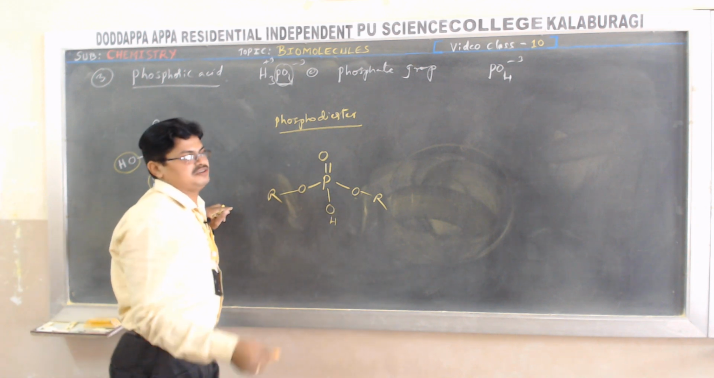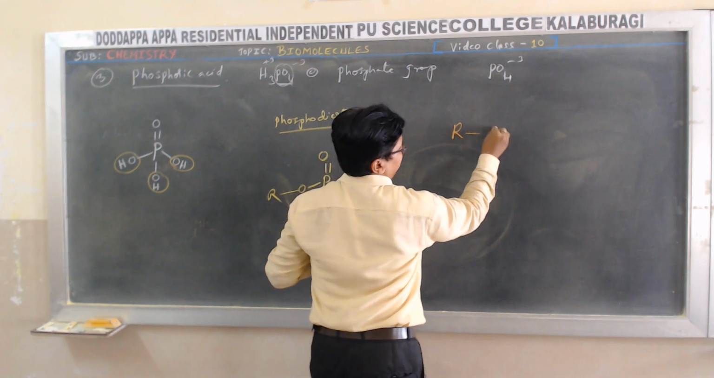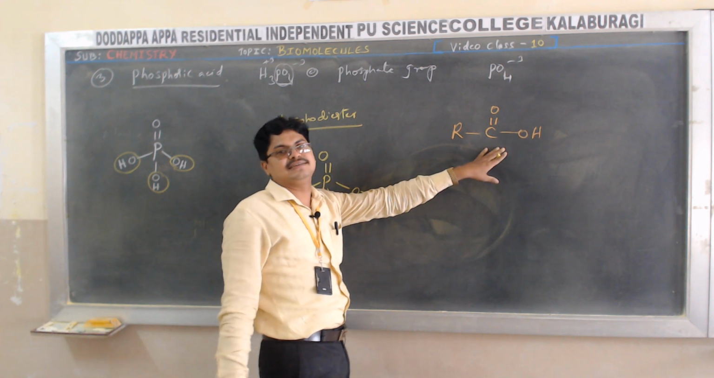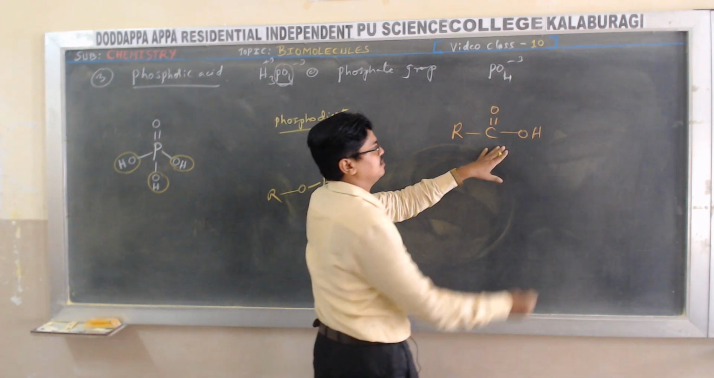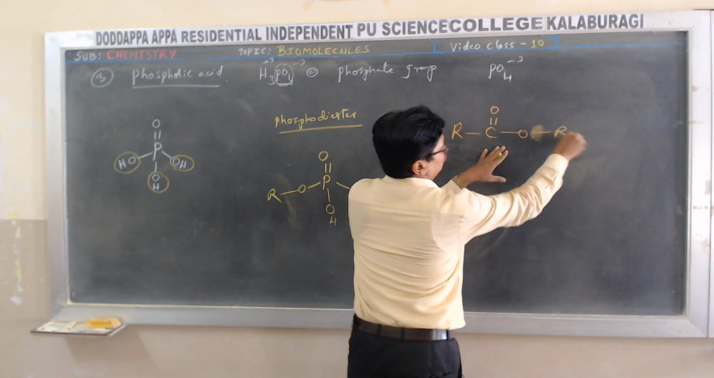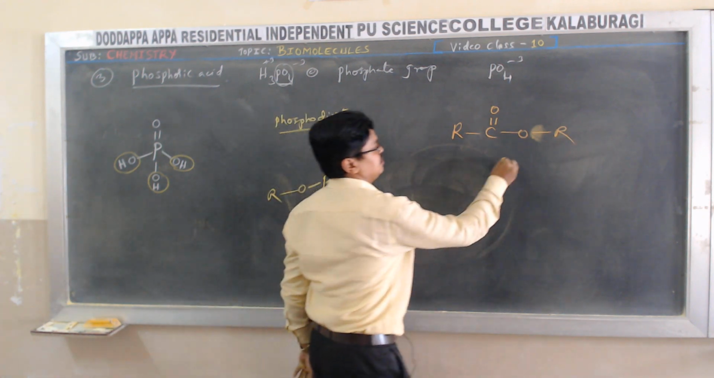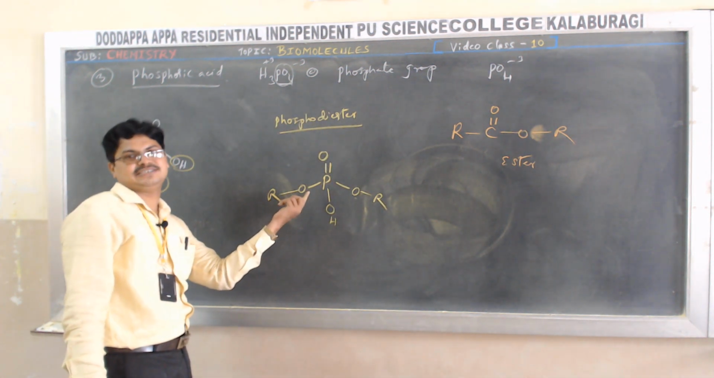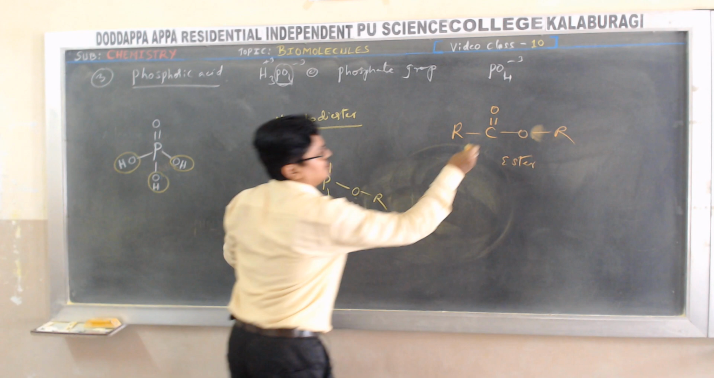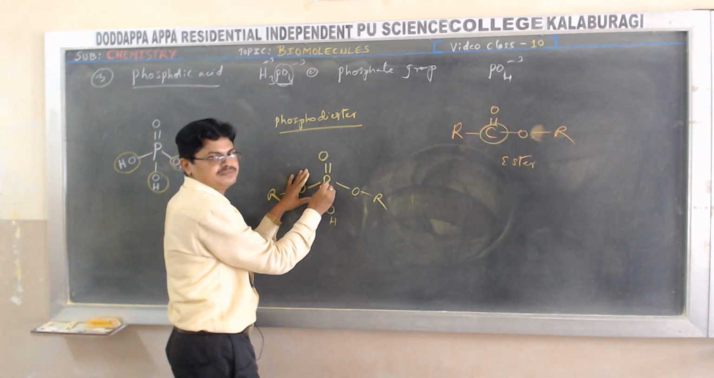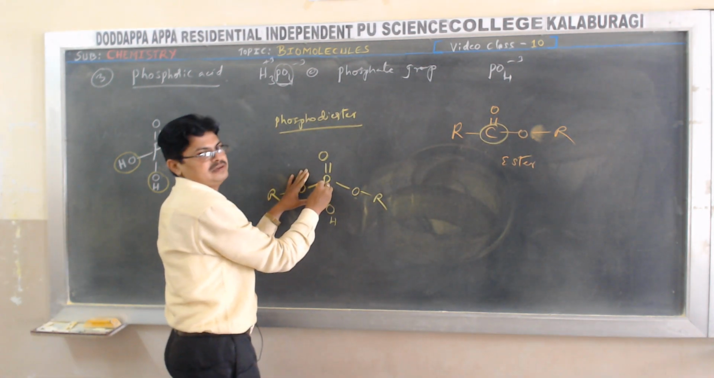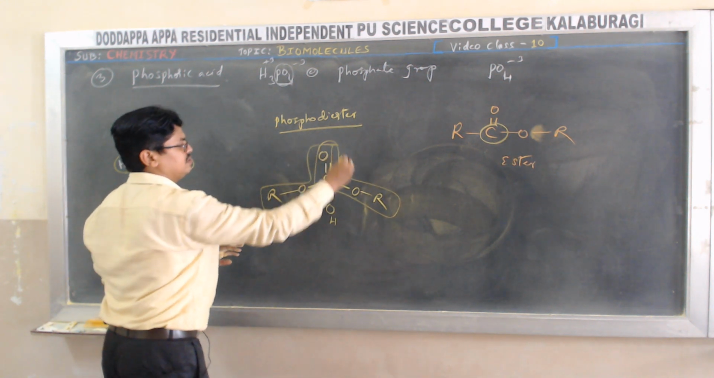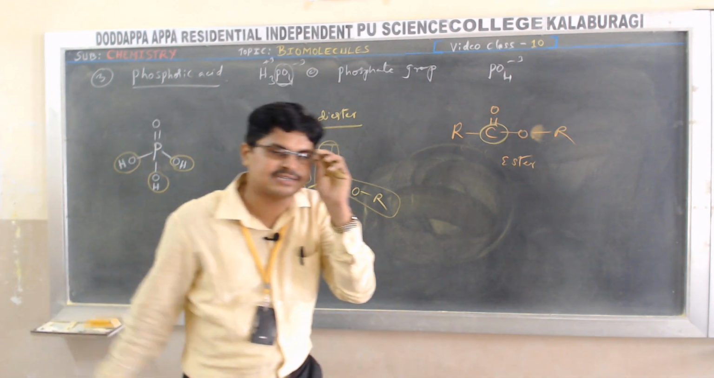Phosphodiester. What is the structure of an ester? Ester means C double bond O, OH. This is the structure of carboxylic acid, the general formula of carboxylic acid. Replace H by another R group, and it becomes an ester. But this is phosphodiester. Look here, instead of carbon you have phosphorus. This side one ester group and this side one ester group, that is what is called phosphodiester.